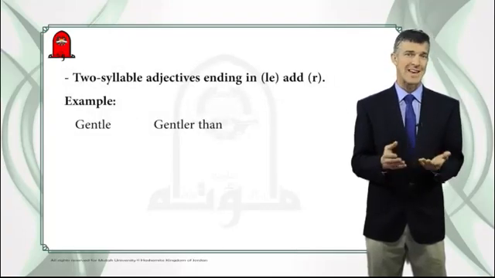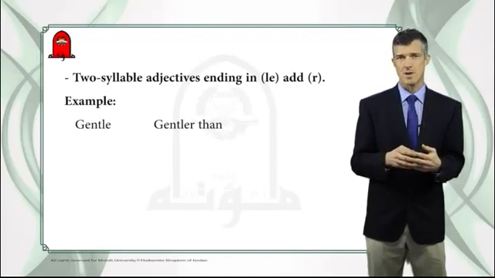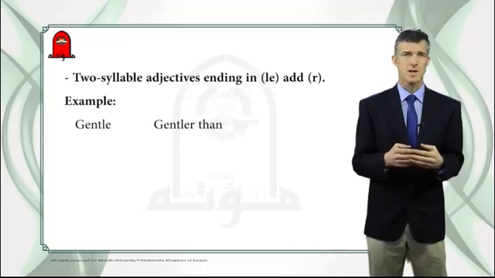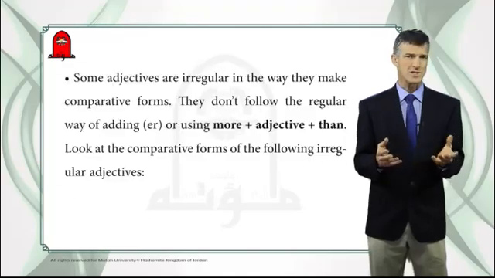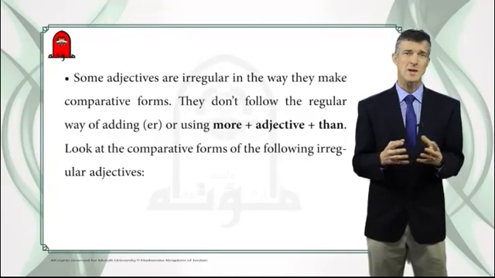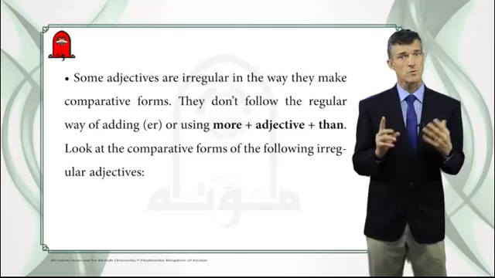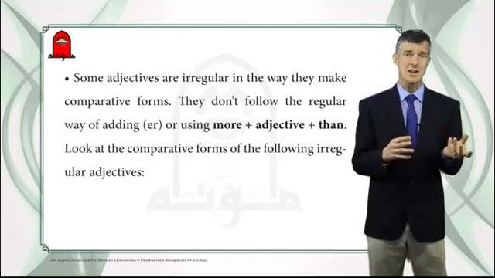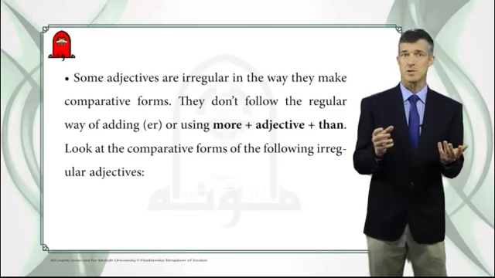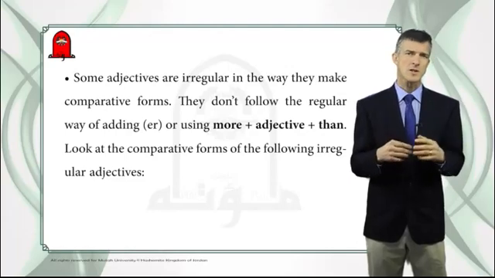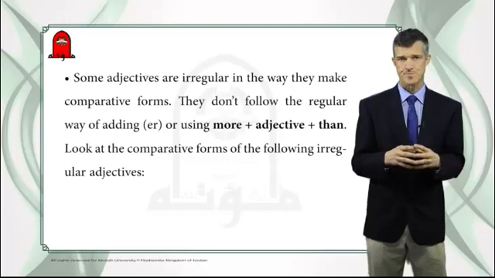Two-syllable adjectives ending in le. Add r. Example. Gentle, gentler than. Some adjectives are irregular in the way they make comparative forms. They don't follow the regular way of adding er, or using more plus the adjective plus than. Look at the comparative forms of the following irregular adjectives.